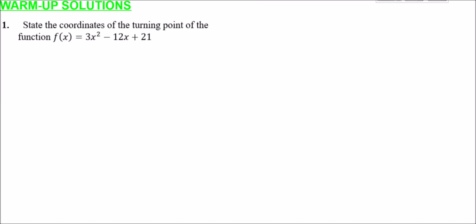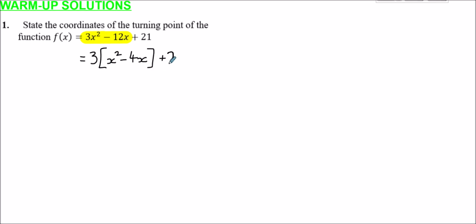For question 1, it asks us to state the coordinates of the turning point of the function f of x equals 3x squared minus 12x plus 21. So to find the turning point, what we could do here is complete the square. And so what we need to do first of all is to make the coefficient of the x squared unitary. So we need to factorise out a 3 from this bit here. We can leave the 21 on its own. So factorise out the 3, that gives us x squared minus 4x.